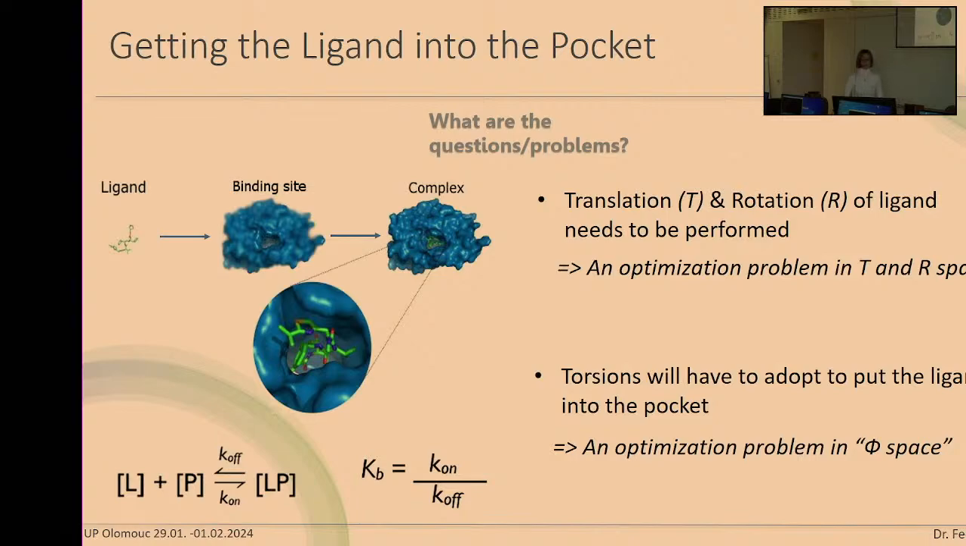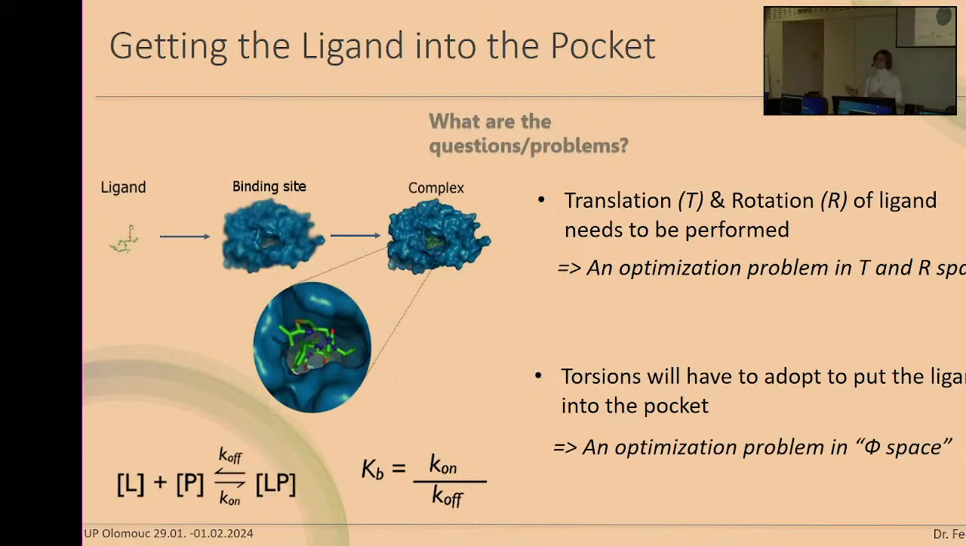Once we have looked at the structure, we are quite ready to put the ligand inside the binding pocket. So what are the problems when we have to look at the ligand instead of the target? What are the main problems that we consider? We have to consider that when we want to put the ligand into the cavity of the receptor, the ligand undergoes two movements.